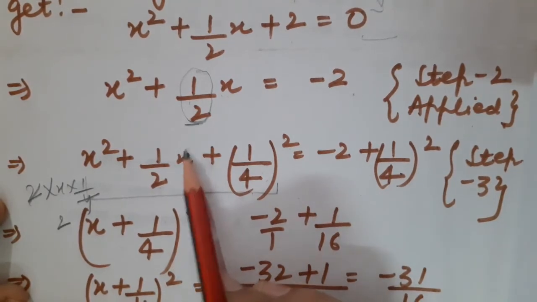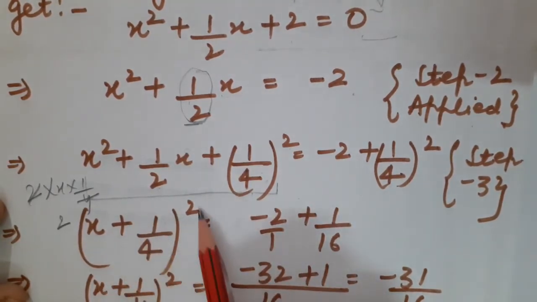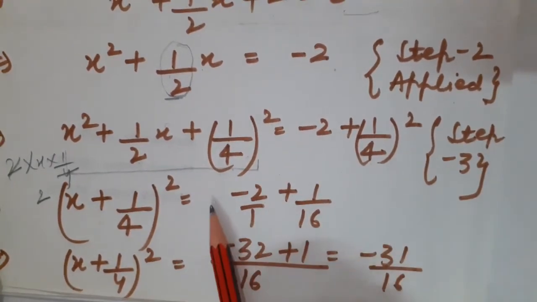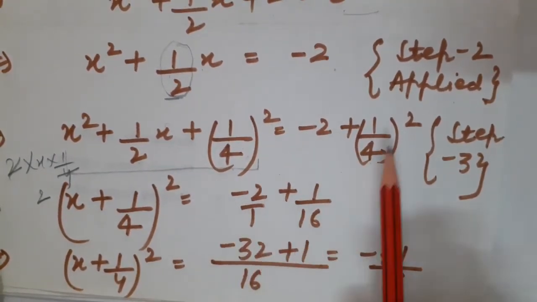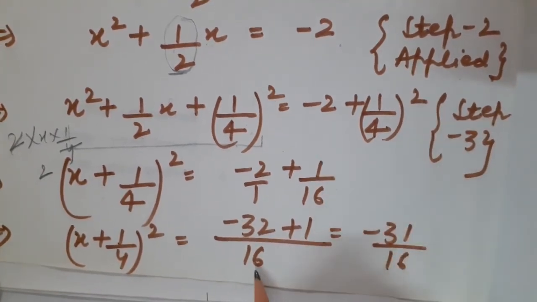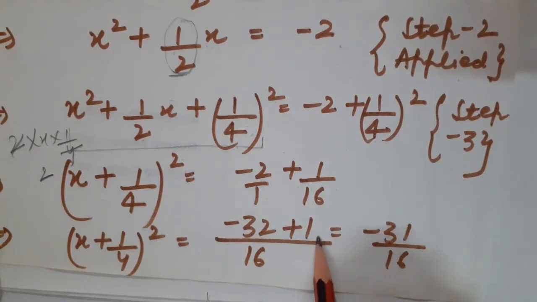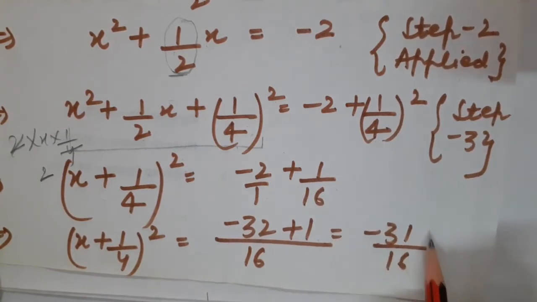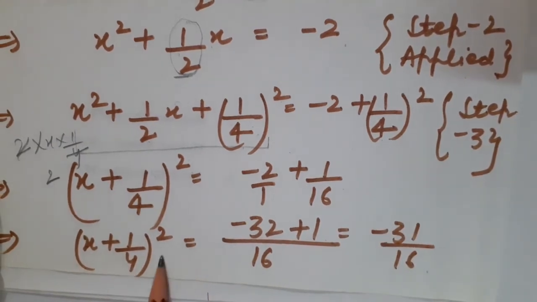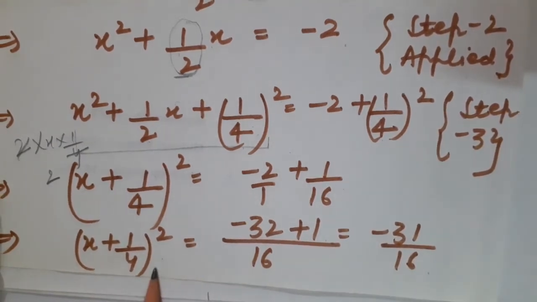Haven't I got the same? Yes. So this is a complete perfect square. Now reach on right hand side. I have got minus 2 plus 1 upon 16. While taking 16 as LCM, I have got minus 32 plus 1. That would give you minus 31 upon 16. And of course here on left hand side it would remain in the whole square term only.